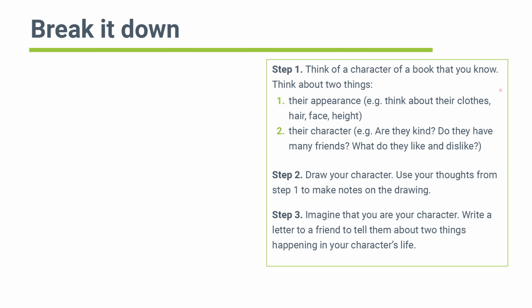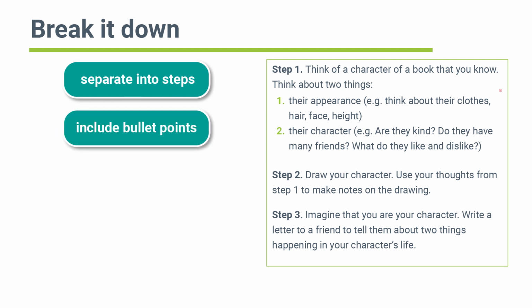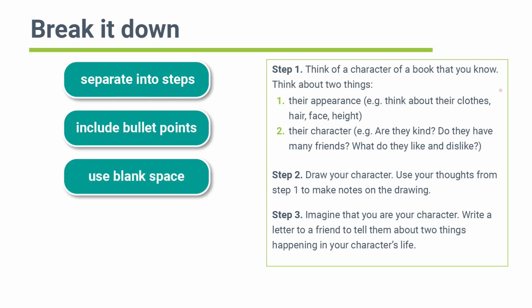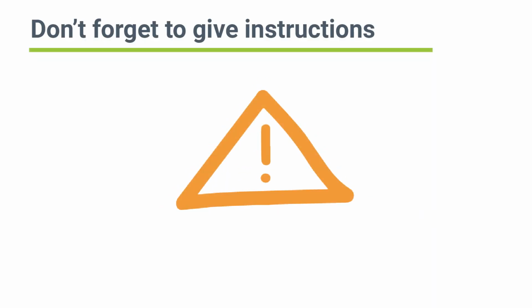This second example chunks the instructions by separating them into steps. When necessary, the steps are then further broken down into numbered points, and the steps are all separated by blank space. All of this makes the instructions less dense and easier to see how the task is divided. Make sure you use the same layout in all your worksheets so learners find this easy to follow. Remember to give instructions. Even if a worksheet looks obvious, a simple, clear instruction at the beginning will help learners understand what to do.